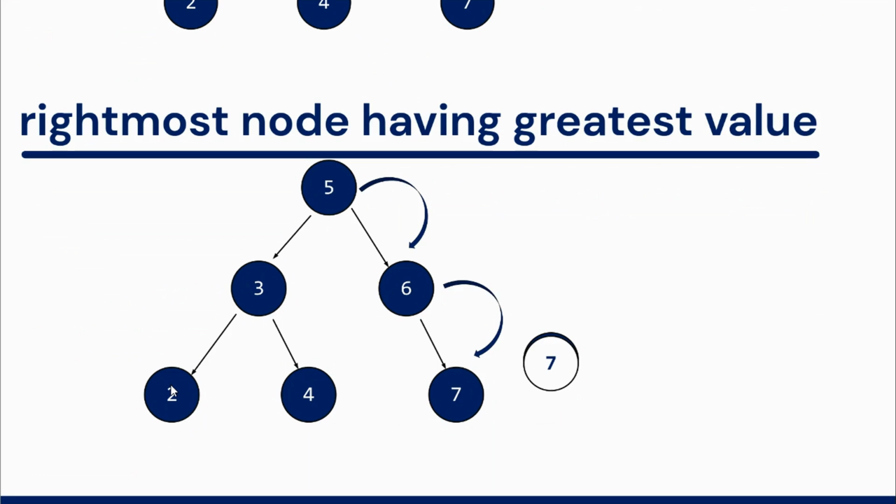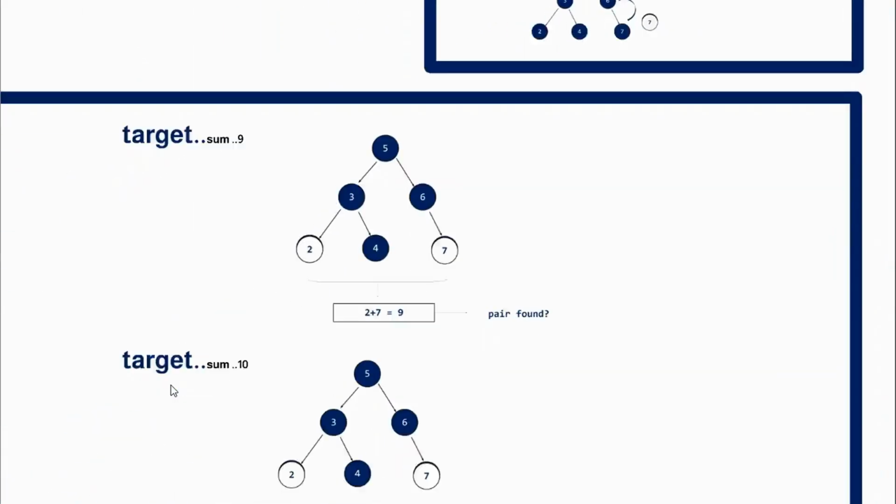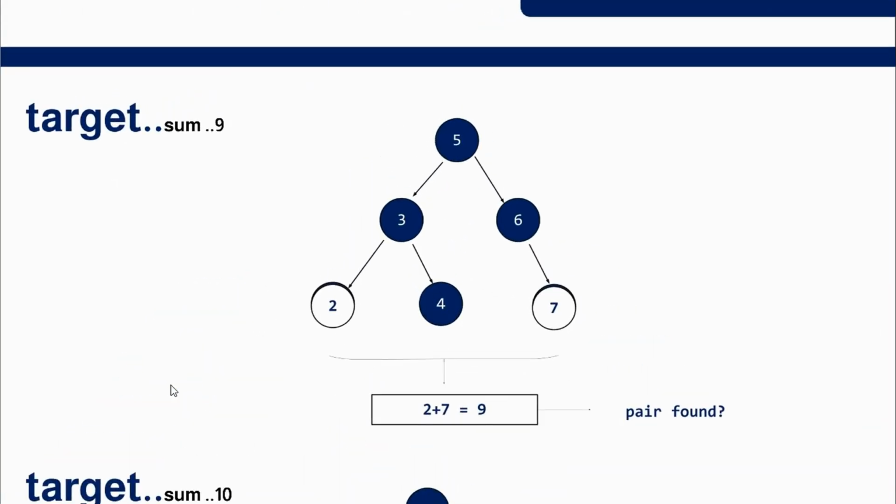Consider one example. You are given target sum 9 and this binary search tree. You have to check whether a pair is available or not where the target sum is 9. So we'll start with two pointers, from the smallest element and the greatest element. We'll sum up these two pointers, 2 and 7, it is 9. So the sum matches the target sum, so we can say the pair 2 and 7 is available, so we can return true.